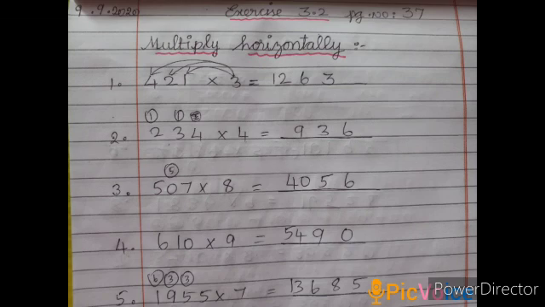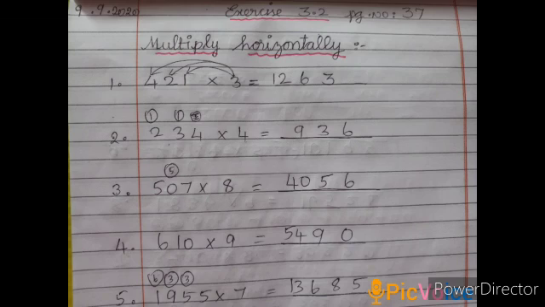Third sum, 507 multiply by 8. Start with the multiplication from ones place number. 8 7s are 56. 6 and 5 should be carry over. Then 8 0s are 0. 0 plus 5, 5. Next, 8 5s are 40. Fourth sum, 610 into 9. 9 0s are 0. 9 into 1, 9. 9 6s are 54. Fifth sum, 7 into 5.